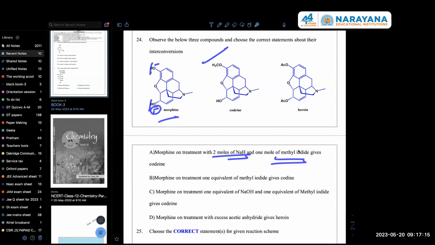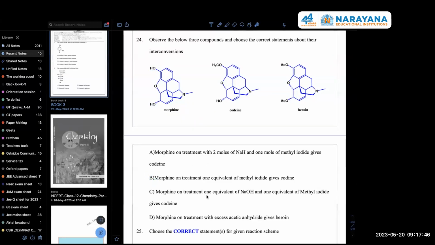Now with 1 mole methyl iodide, this will be more nucleophilic because this O minus is in resonance. If this becomes OCH3, that is not codeine. So this option is eliminated. Morphine on treatment with 1 equivalent methyl iodide: now there is no O minus. In normal OH condition, this O lone pair is in resonance, so only this will attack methyl iodide. Again, this is not codeine. B option is again wrong.